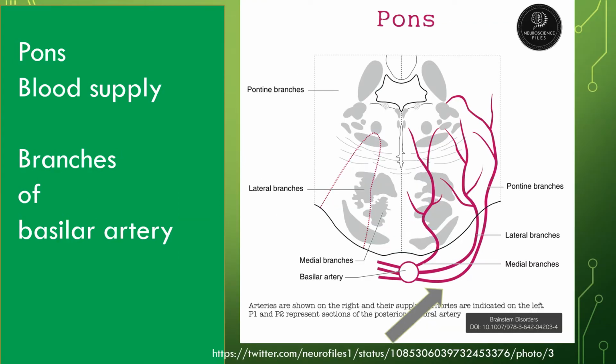This is another view of the blood supply from the basilar artery to the pons. Branches from the basilar artery go into the medial part, the lateral part, and the far lateral part of the pons.